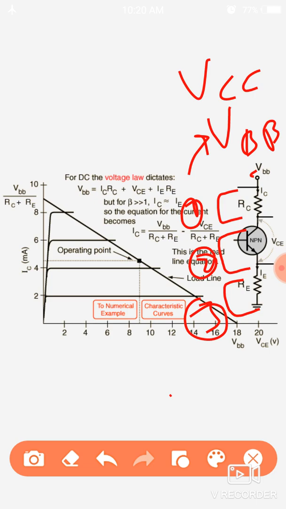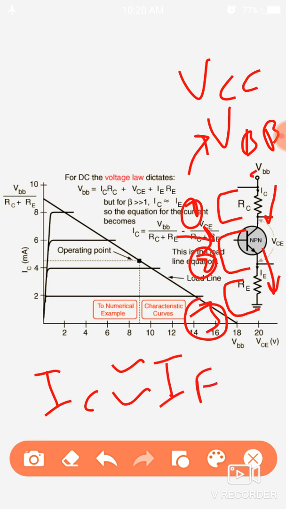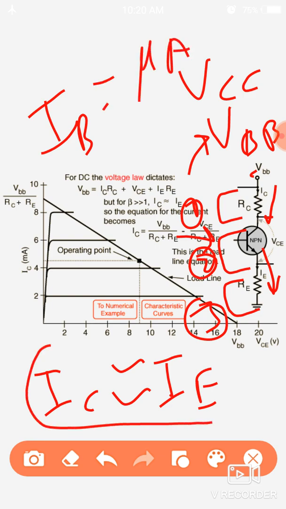The current passing through the collector we call IC, the current that comes from the base we call IB, and the current passing through the ammeter we call IE. The current IC is always approximately equal to IE because IB is negligible, maybe in microamps, while IC and IE are on the order of milliamps. So generally we ignore this term when we add the value of current IC.